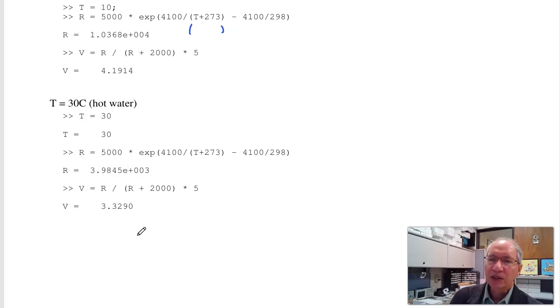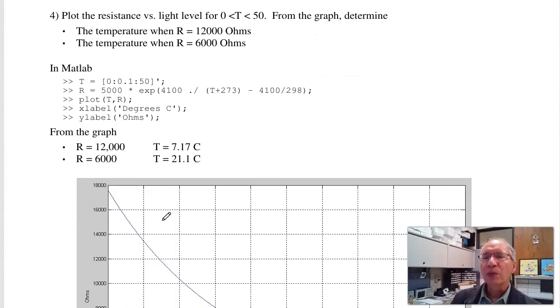And you have Matlab being used no different than a hand calculator. Problem 4 uses Matlab as a graphing calculator. Suppose I have the same equation. I've got temperature, and resistance is a function of temperature. If I'm at 1200 ohms, 12,000 ohms, what's the temperature? 6,000 ohms, what's the temperature? How do we go backwards?